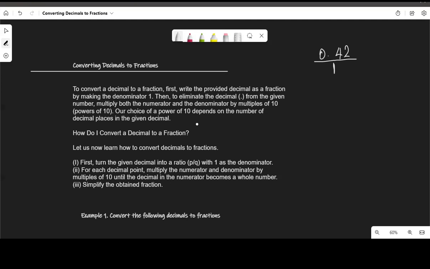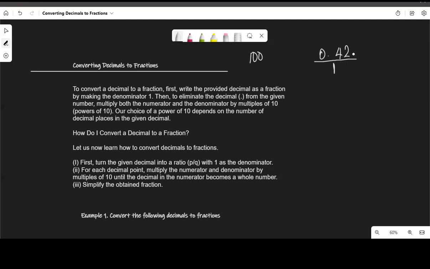That is what this step is telling us. First, write the provided decimal as a fraction by making the denominator 1. Then to eliminate the decimal point from the given number, multiply both the numerator and the denominator by multiples of 10 or powers of 10. Our choice of powers of 10 depends on the number of decimal places. Like this decimal number 0.42, if I'm writing this as a common fraction, I have 2 decimal places here. So I'm going to multiply this by 100 because 100 has 2 zeros. That is a power of 10 with 2 zeros.